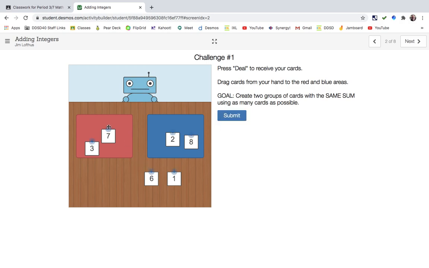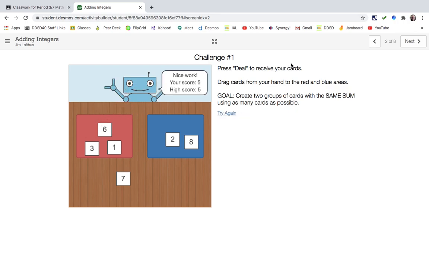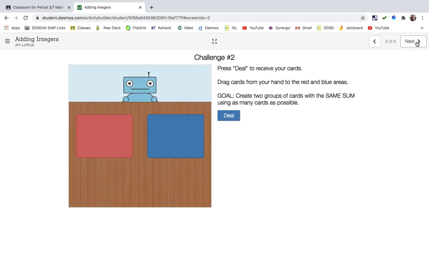And I'm going to notice that I can replace this 7 with a 6 and a 1. And see if that gets me a little higher score. And it does. That's 5 out of 5. So this week you don't have to get the highest score, but to get full credit, you just play this game. And it gets each one a little bit more challenging.